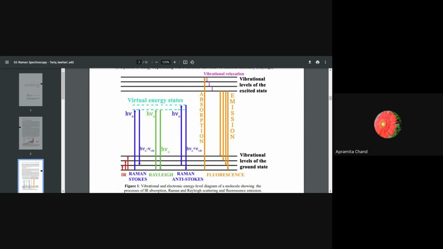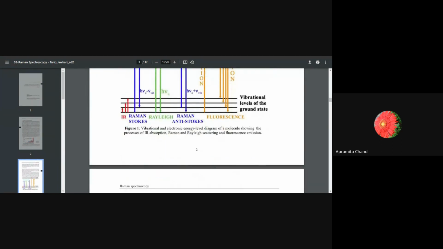Giving you another minute to just look at the diagram and copy it if necessary. I'll be sharing the PDF, but you should also draw diagrams when we are looking at it.